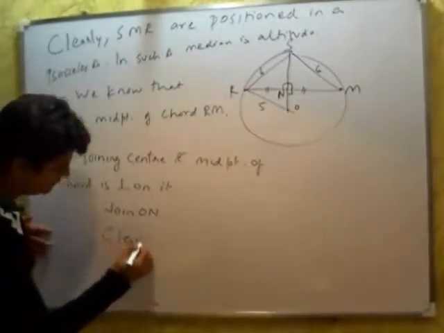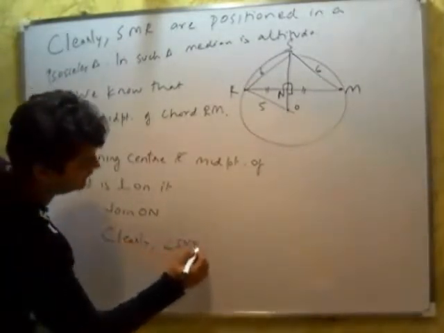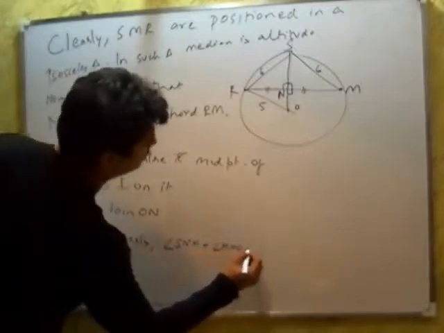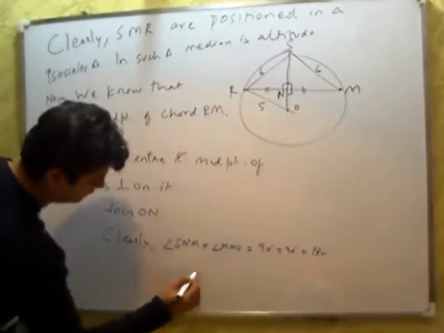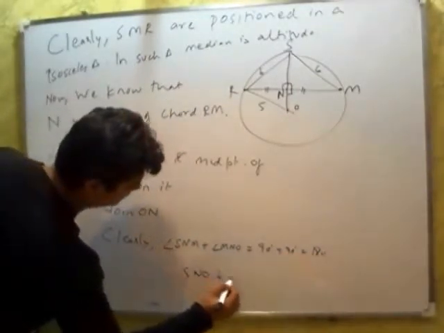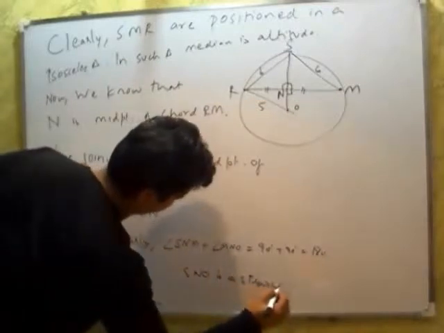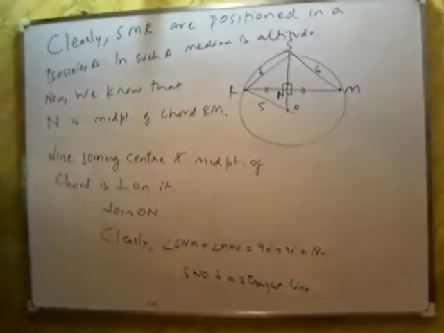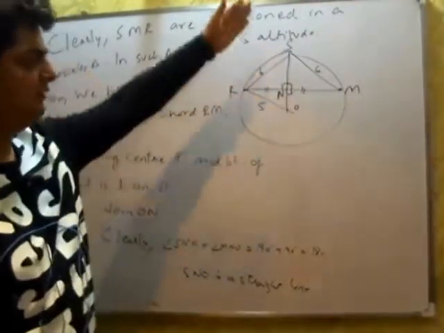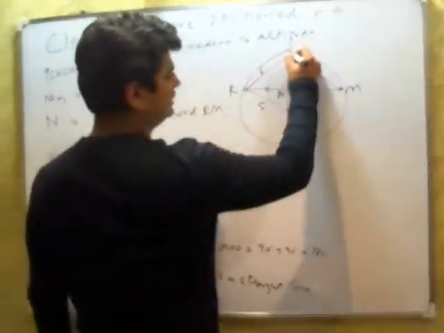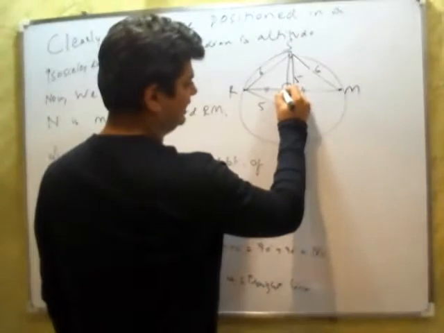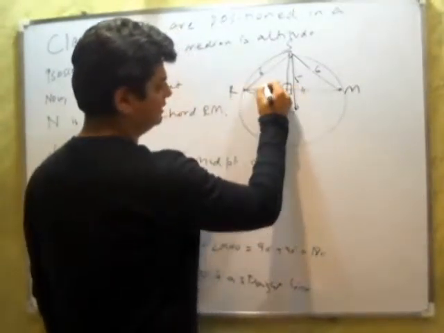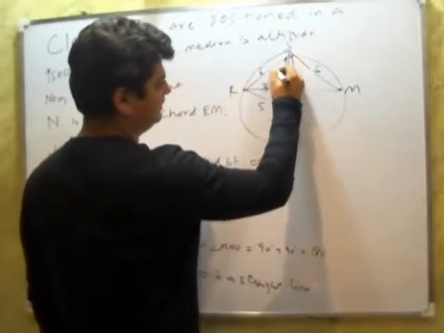Clearly, angle SNM plus angle MNO is equal to 90 degrees plus 90 degrees is equal to 180 degrees. Therefore, SNO is a straight line, and we know that SO is the radius. So we can comment that the length of this side is 5. If this much length is y and this is x, then this much length would be 5 minus y. Just copy it out.